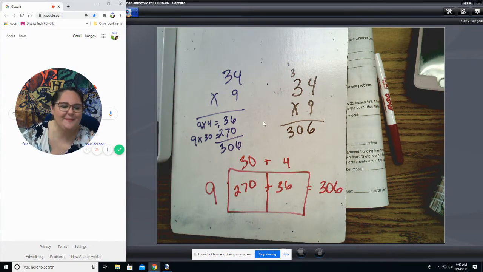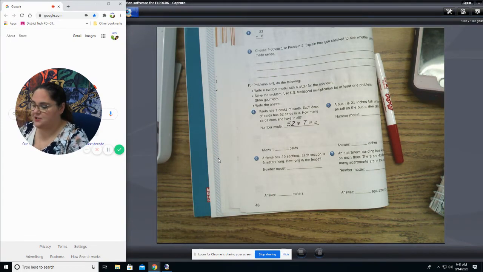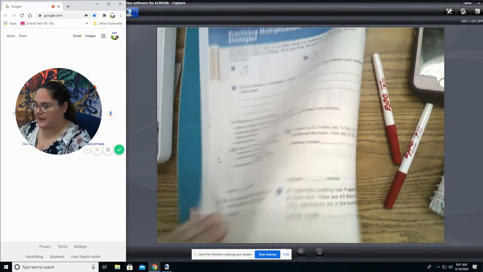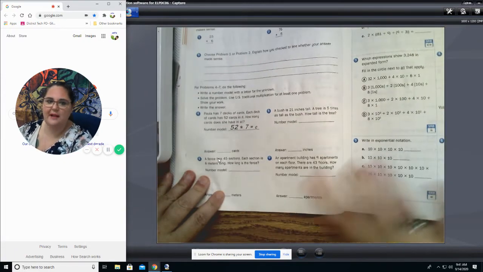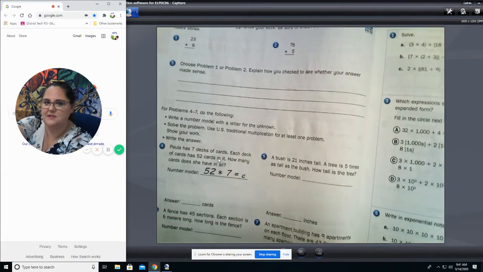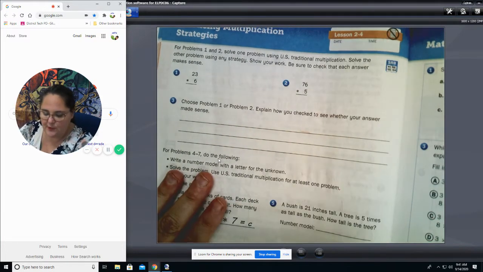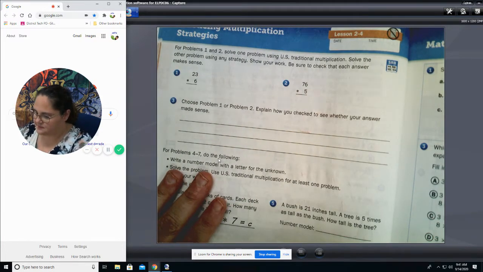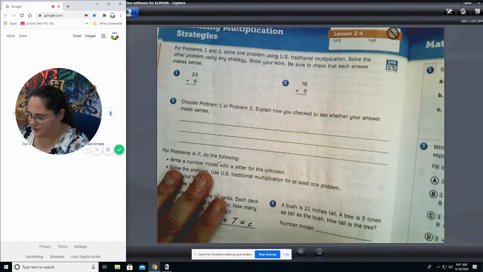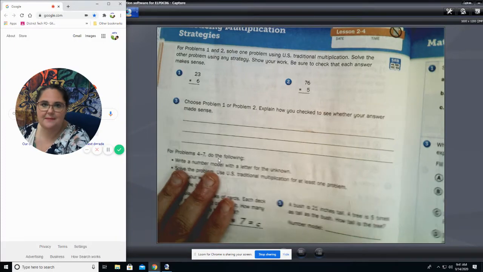All right, time to go on into our math journal. So everyone should have your math journal open. You should be on page 48. So I'm going to look at page 48 and we're going to do that. And 48 and 49 today. And I'm going to bring this down a little bit so you guys can focus just a little bit closer on what I'm doing. So it says for problems 1 and 2, solve one problem using U.S. traditional. Solve the other problem using any strategy. Show your work. Be sure to check that each answer makes sense.